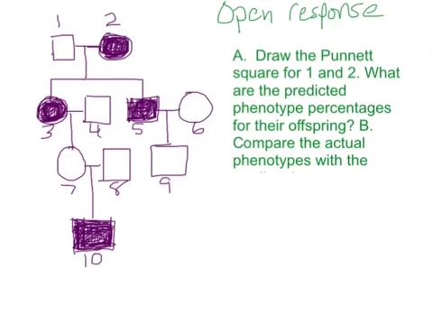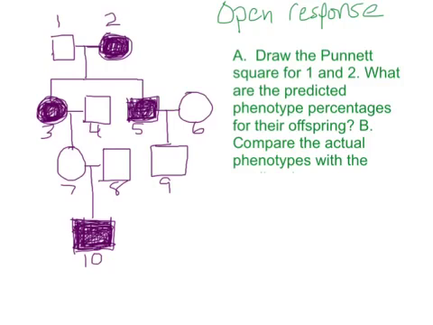All right, and here's an open response. Remember I said that pedigrees are really common open response questions on MCAS, where you have to work backwards and prove things with a Punnett square. So here's part of an open response from an old MCAS. A: Draw the Punnett square for 1 and 2. What are the predicted phenotype percentages for their offspring? B: Compare the actual phenotypes with the, oops, it didn't all show up. The text box got cut off. Compare the actual phenotypes with the predicted phenotype percentages.